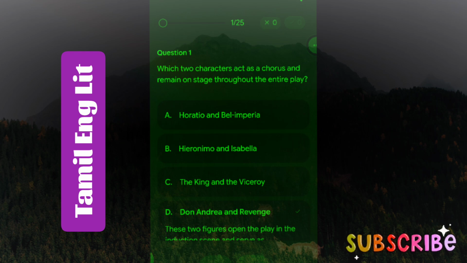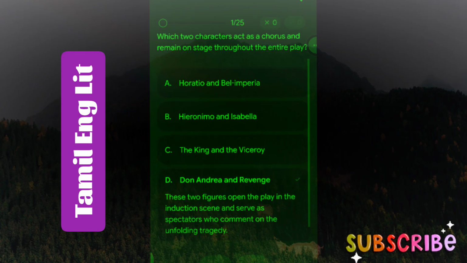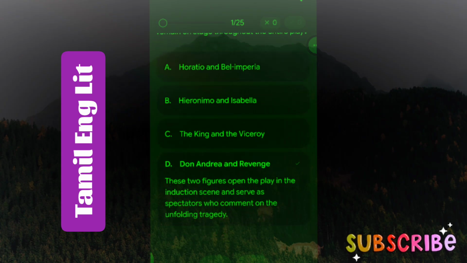Let's see 25 MCQs from this. Which two characters act as a chorus and remain on stage throughout the entire play? Don Andrea's ghost and Revenge. These two figures open the play in the induction scene and serve as spectators who comment on the unfolding tragedy.